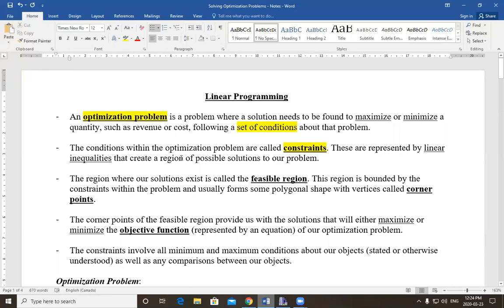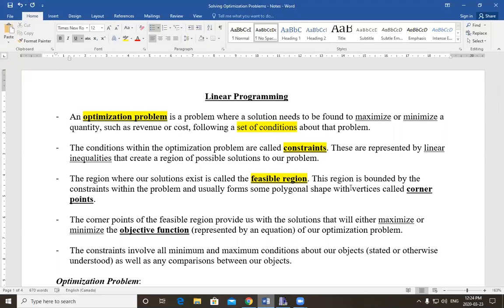So right off the bat, you should be expecting that we're going to be hanging out in quadrant number 1. So x greater than or equal to 0, y greater than or equal to 0 will always be in play. The region where our solutions exist is called the feasible region. That's going to be the overlap area, but we're now calling it the feasible region. And this region is going to be some kind of shape. As you've noticed, the shape of the shaded area of 2 or more inequalities, we call this the feasible region.